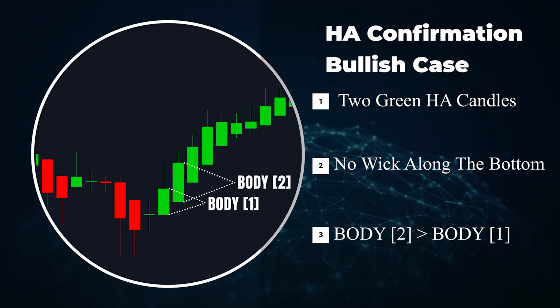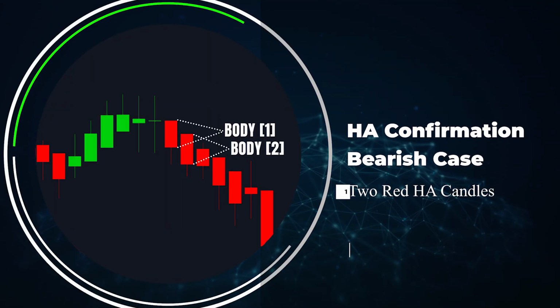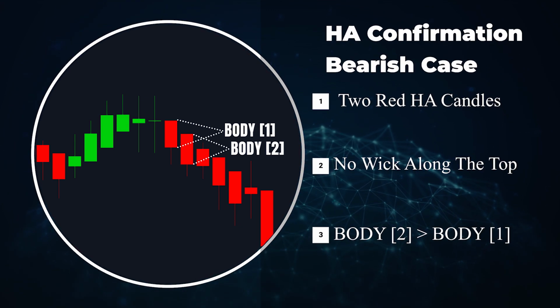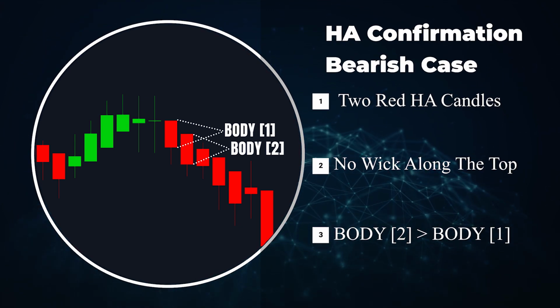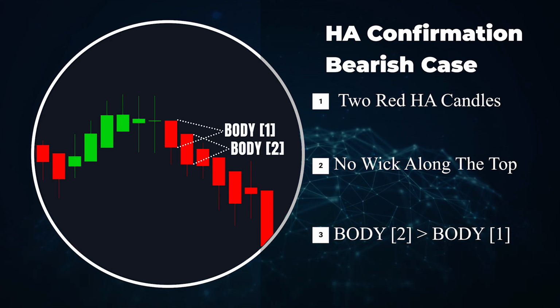get a profitable trade. When it comes to the bearish case, we should spot 2 Heikin Ashi candles with no wicks along the top, and the body of the second candle should be bigger to confirm a momentum gain.